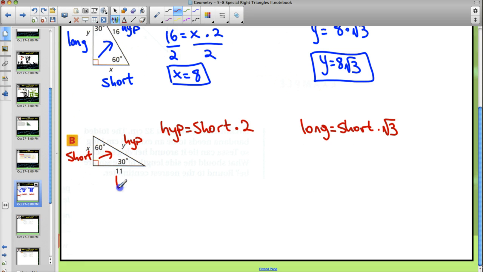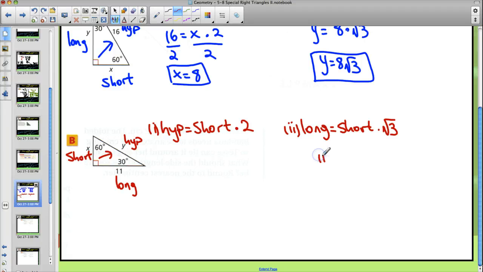And across from my 60 is going to be my long leg. All right. The next thing I do is ask myself for the short, the long, and the hypotenuse, which of these I have numerical information for. I have an 11 representing the long. So I'll take a look at both of my equations and say, well, equation number 2 has the word long in it, so I'll use that one. That's where I'm going to start.